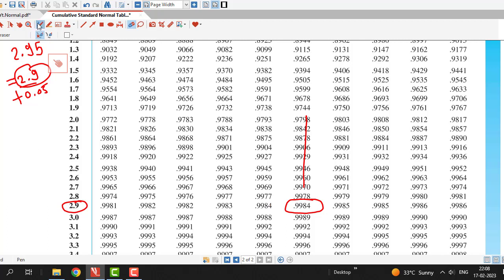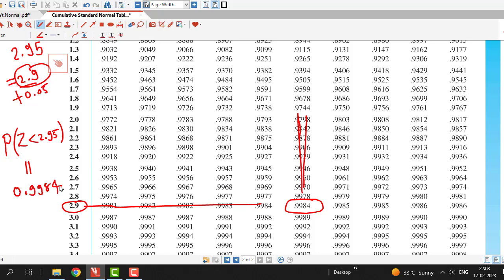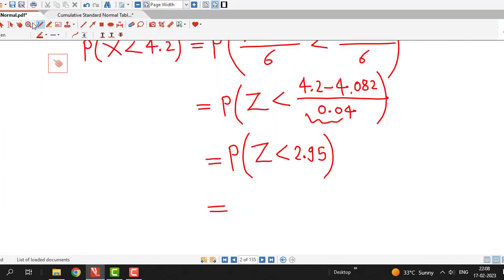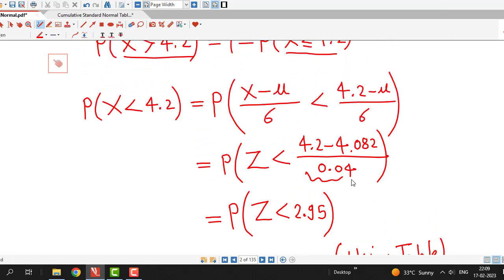This means the probability that capital Z is less than 2.95, this is 2.9 and this corresponds to 0.05, is nothing but 0.9984. So we are interested in this value. We substitute here 0.9984. So this is using the normal probability table, or simply using the table.